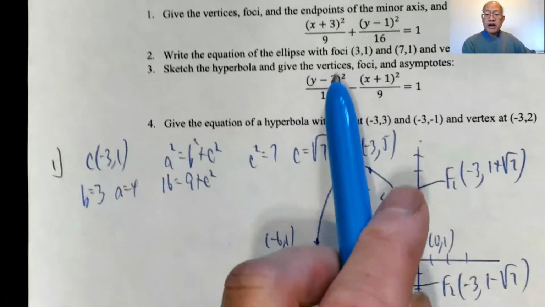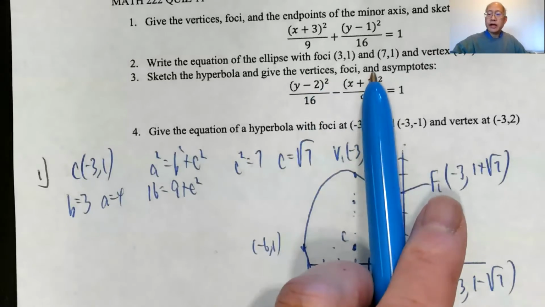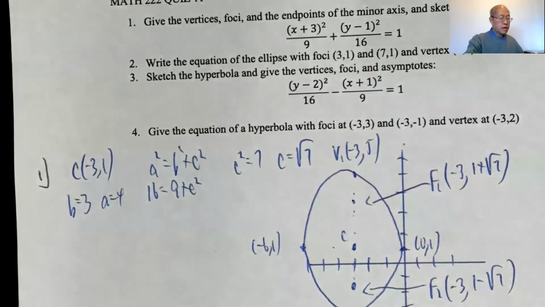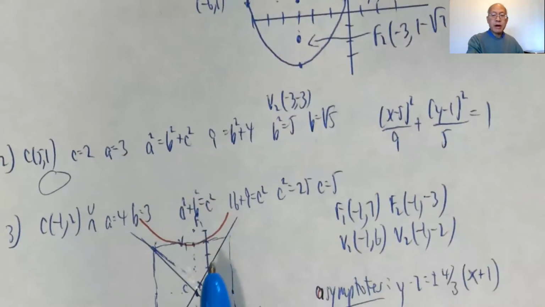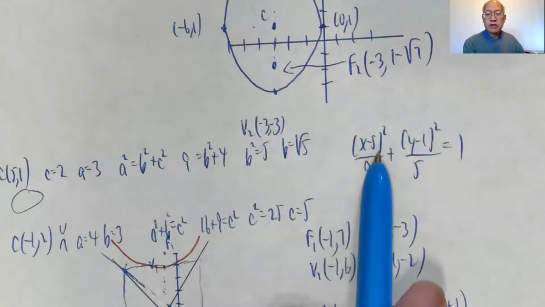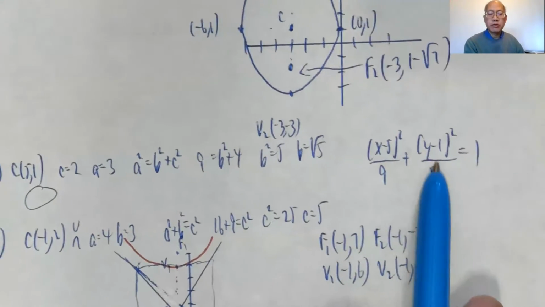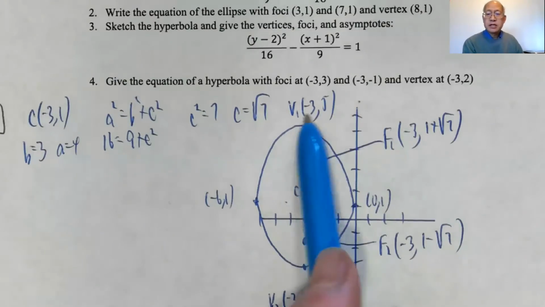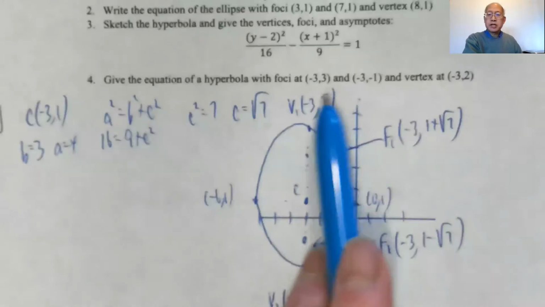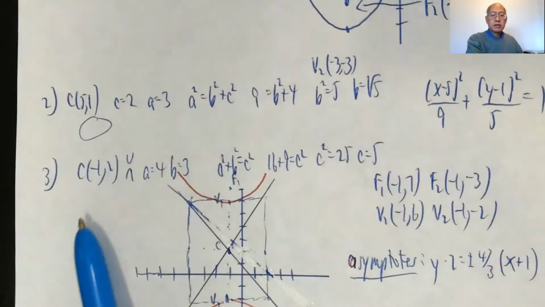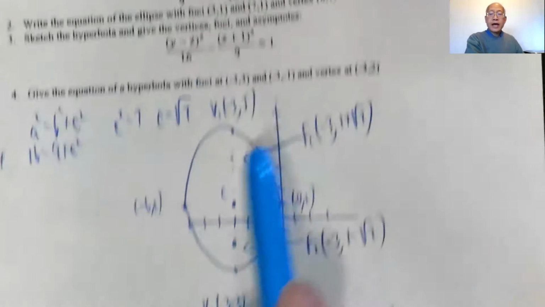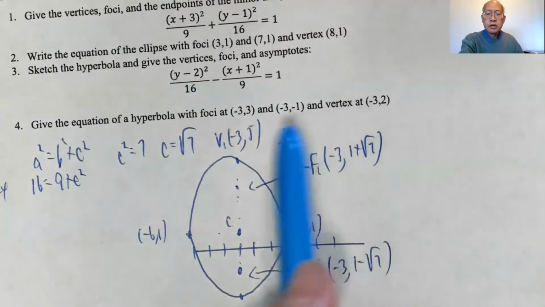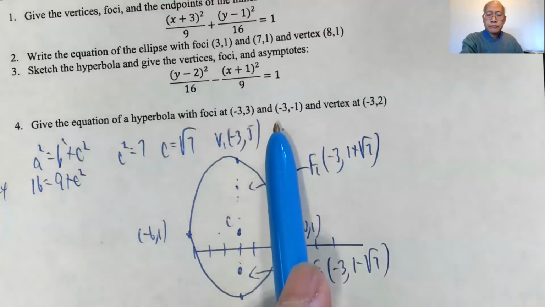Number 2, if I go halfway between (3, 1) and (7, 1), I get (5, 1), which is the center. So the center is at (5, 1). So that tells me automatically I'm going to have (x minus 5) squared over something plus (y minus 1) squared over something. Okay, and we're told that C is 2. That's the distance from the center to either focus.